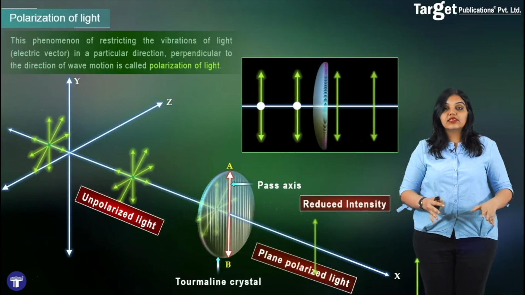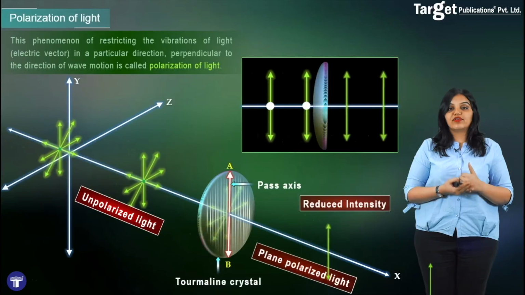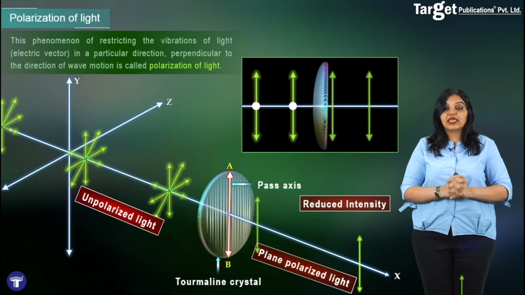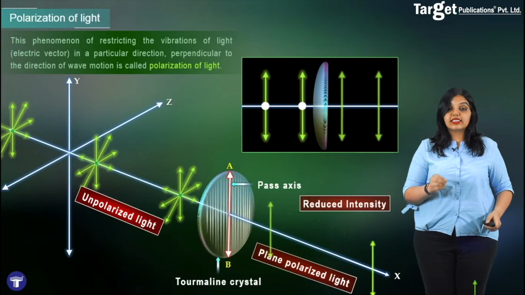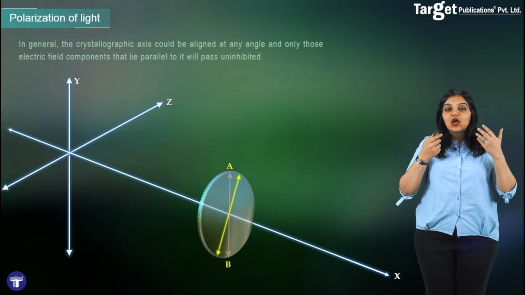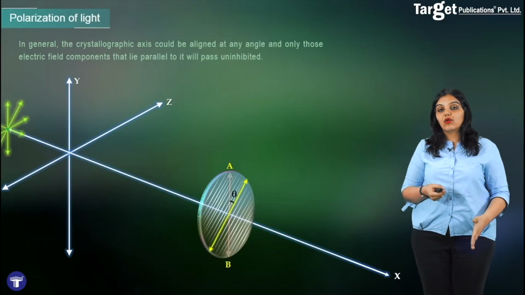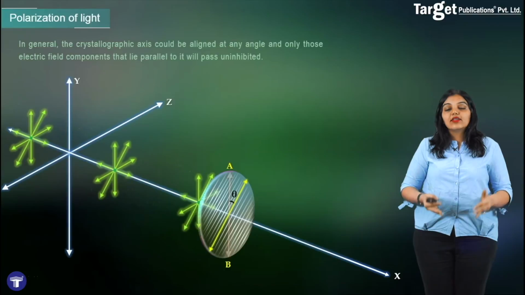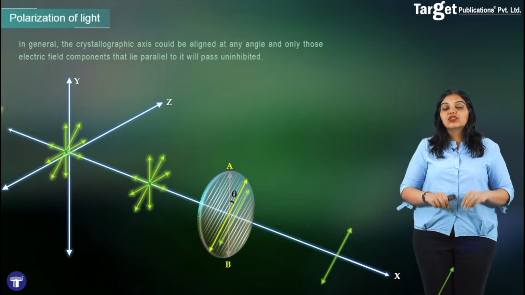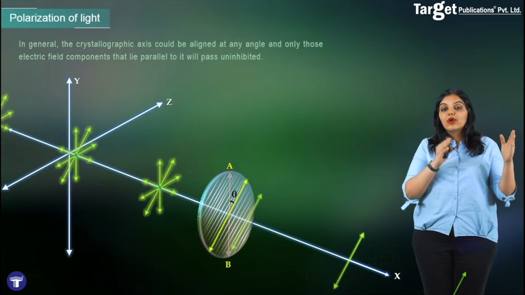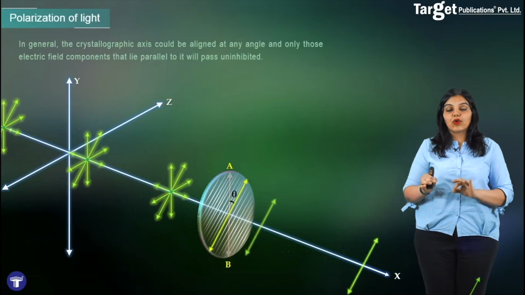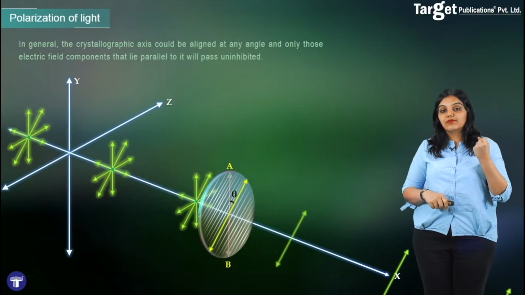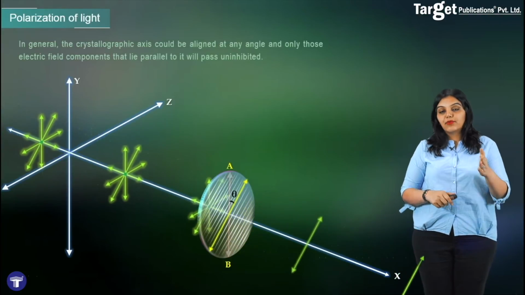And this phenomenon of restricting the vibrations of light in a particular direction perpendicular to the direction of propagation is known as the polarization of light. Now obviously it is not necessary that the pass axis will be along the y-axis. In general, the pass axis could be at any angle and only those electric field components which lie parallel to this pass axis will pass through the crystal unprohibited, that is, they will go through without being affected. All the others will be absorbed or blocked by this polarizer.